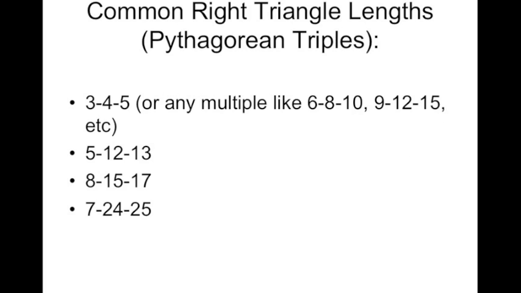There are a few sets of common right triangle lengths. We call them Pythagorean triples. They're common because they're nice, clean numbers. They end up with no square roots in them. 3, 4, 5 is the most common set of those.